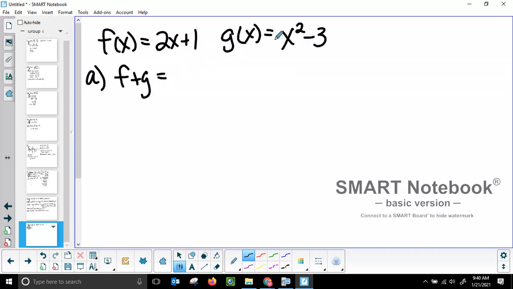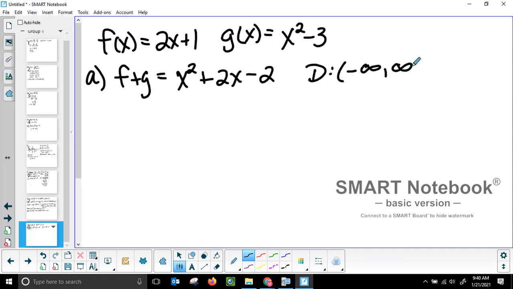And I'm just going to automatically put them in proper order, standard form. So x squared plus 2x minus 2. The domain here, there's no square roots or denominators to mess us up. So my domain is all real numbers, negative infinity to infinity.